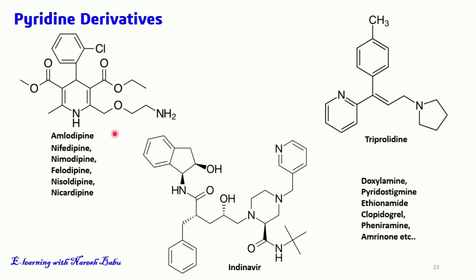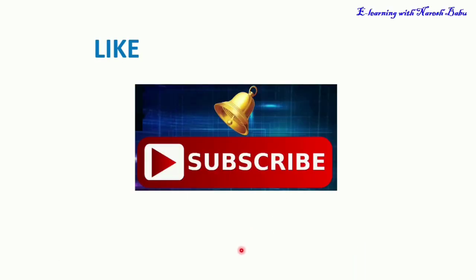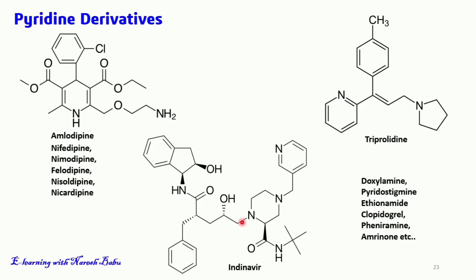And not only these drugs, several drugs have this pyridine ring system: doxylamine, pyridostigmine, ethionamide, clopidogrel, pheniramine, amrinone. Likewise, different drugs are present with this pyridine ring system. So this topic is very important for B Pharmacy students for the final examination also: the pyridine basicity, aromaticity, chemical reactions, electrophilic, nucleophilic, Chichibabin reaction, and different derivatives of this pyridine ring system. So it is mostly useful to these students.